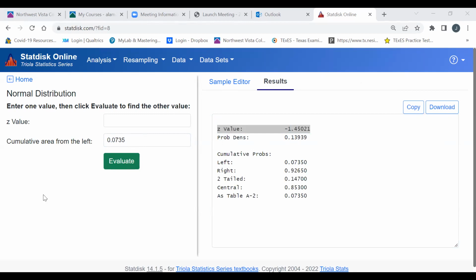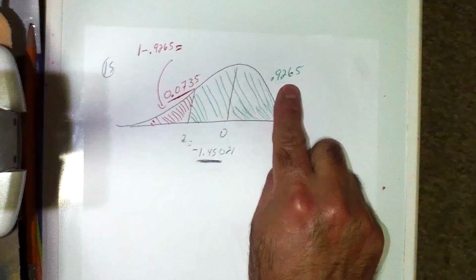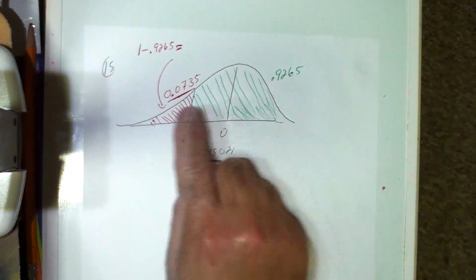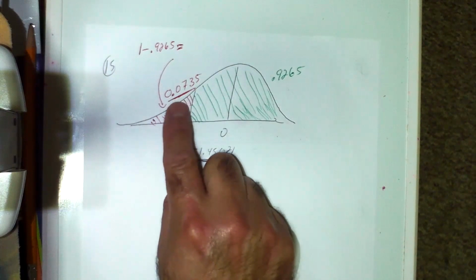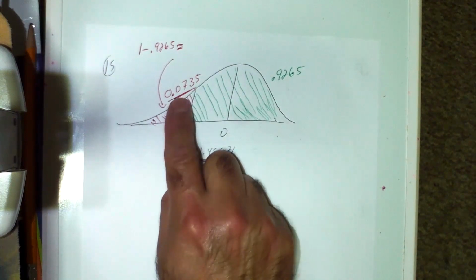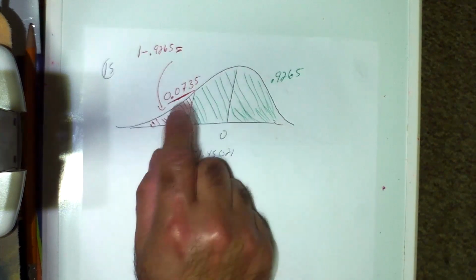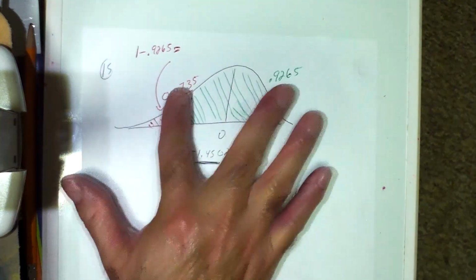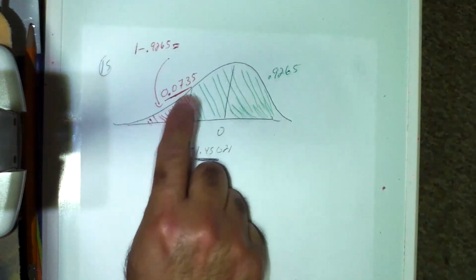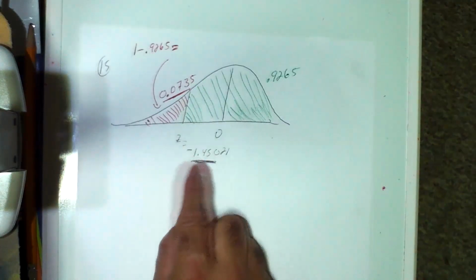There's a shortcut. Okay. So here's the graph. Given the right side, I have to figure out the left side because that's the only way I can use it in StatDisk. I have to enter the left side. So I subtracted that from 1 to figure out this side. And you can double check. This plus this equals 1. I need this side. And notice that it comes out to be negative.